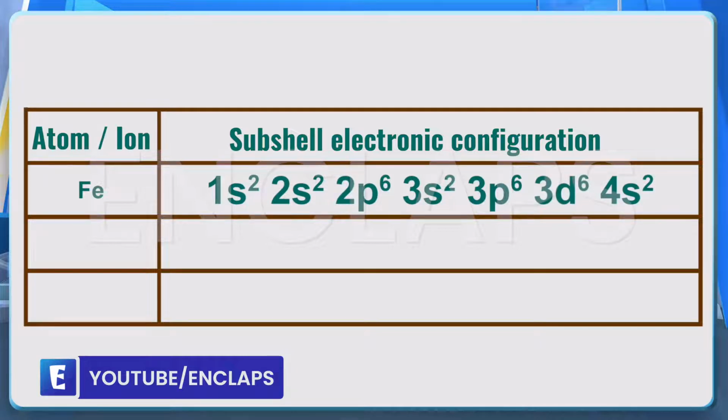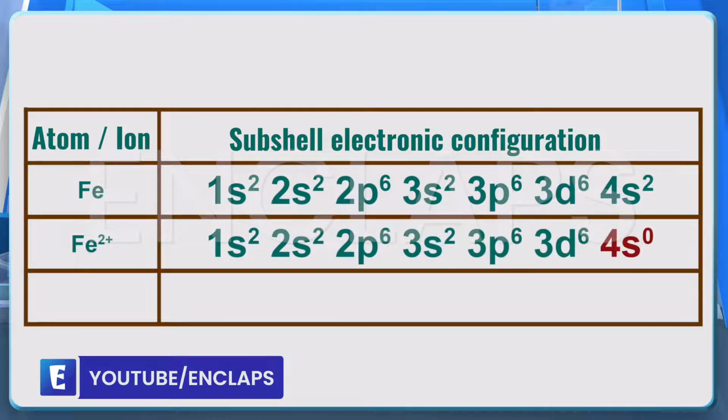Now, I am going to write the subshell electronic configuration of Fe2+. Fe2+ means 2 electrons released from Fe. So, from where do we have to remove these 2 electrons? Yes, from the outermost 4s subshell. Then how can we write the subshell electronic configuration of Fe2+? 1s2, 2s2, 2p6, 3s2, 3p6, 3d6.